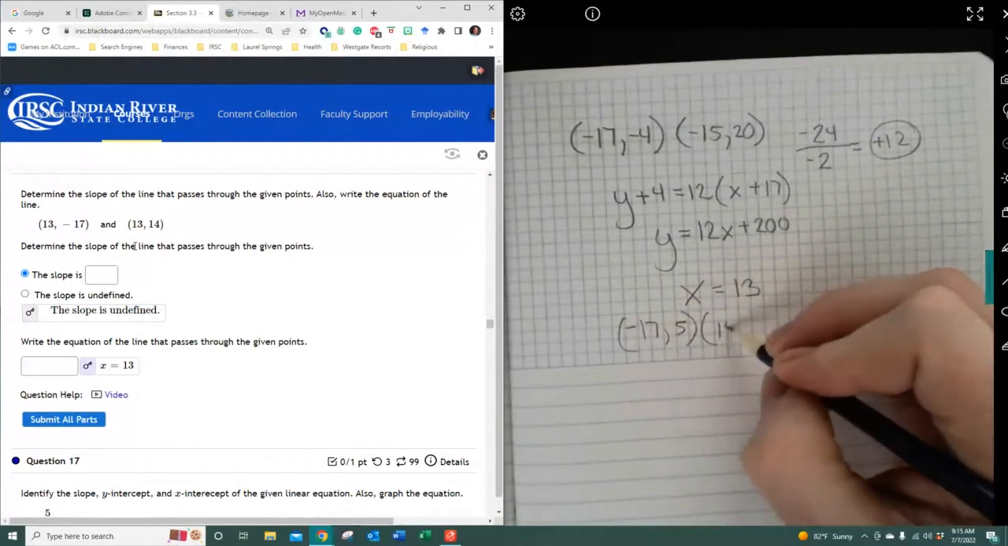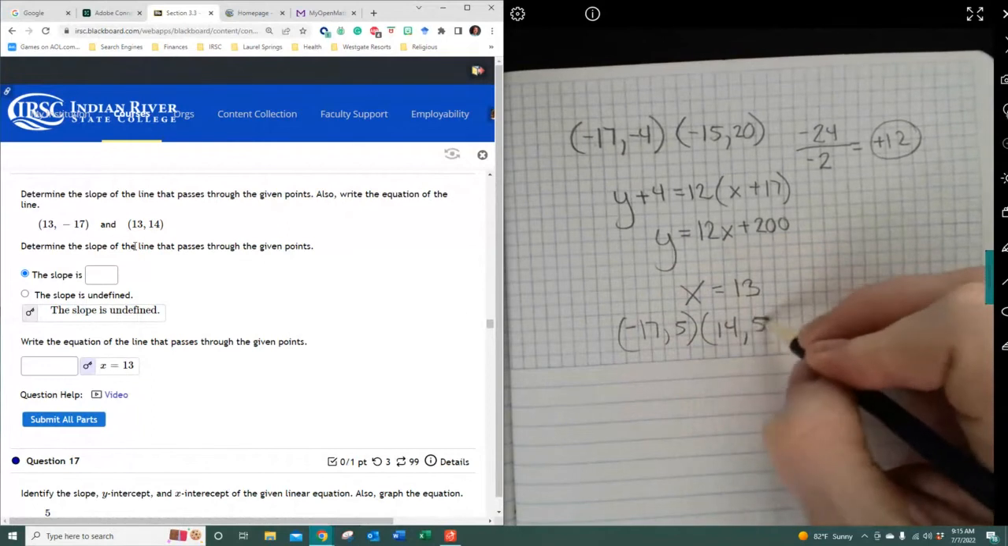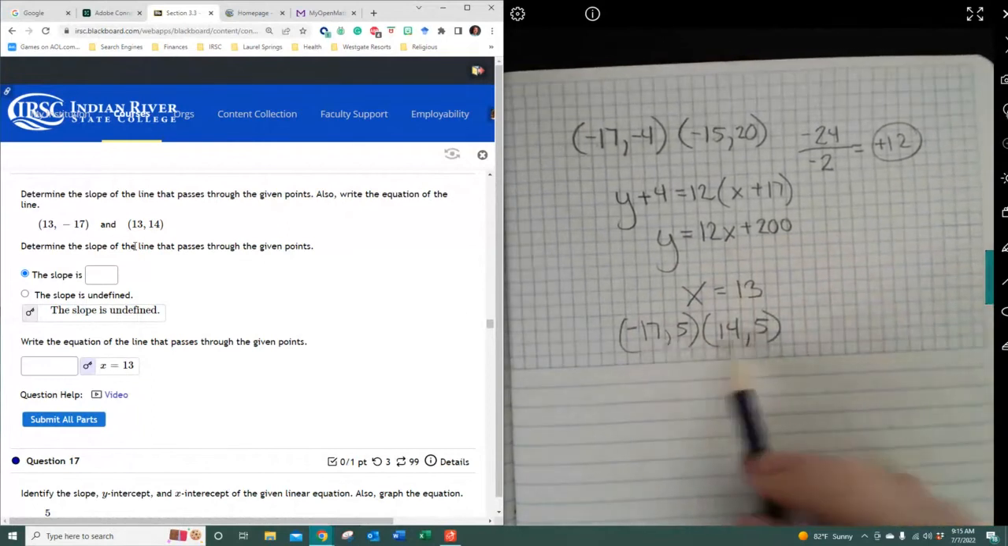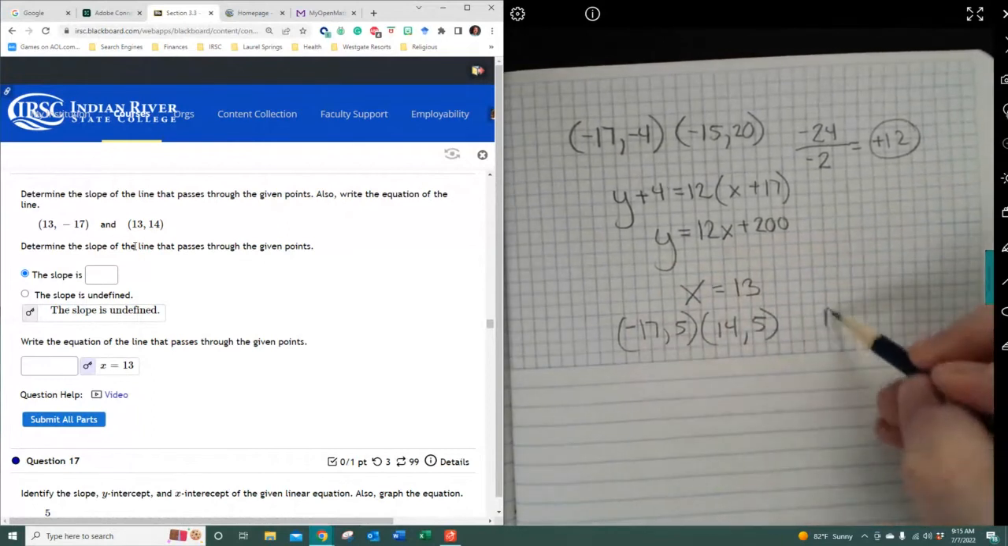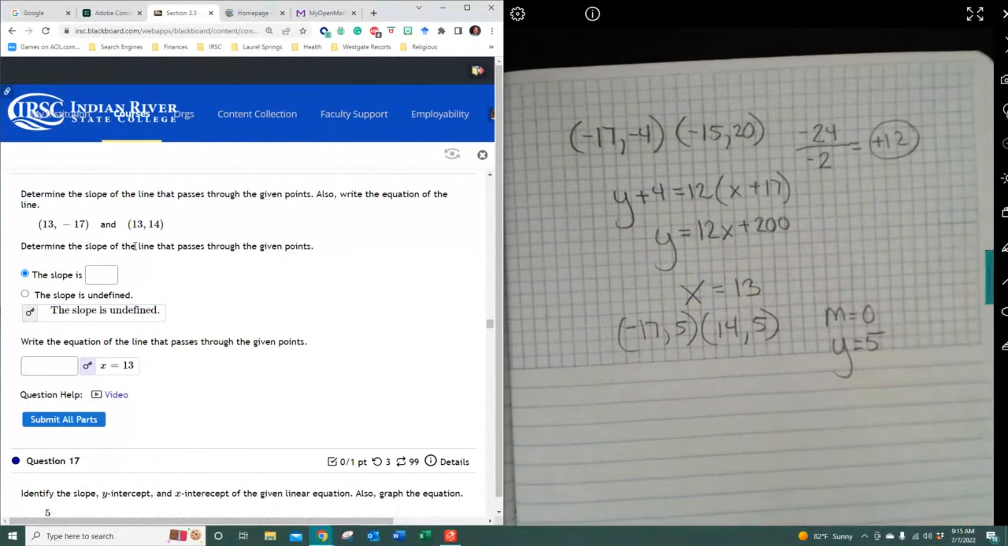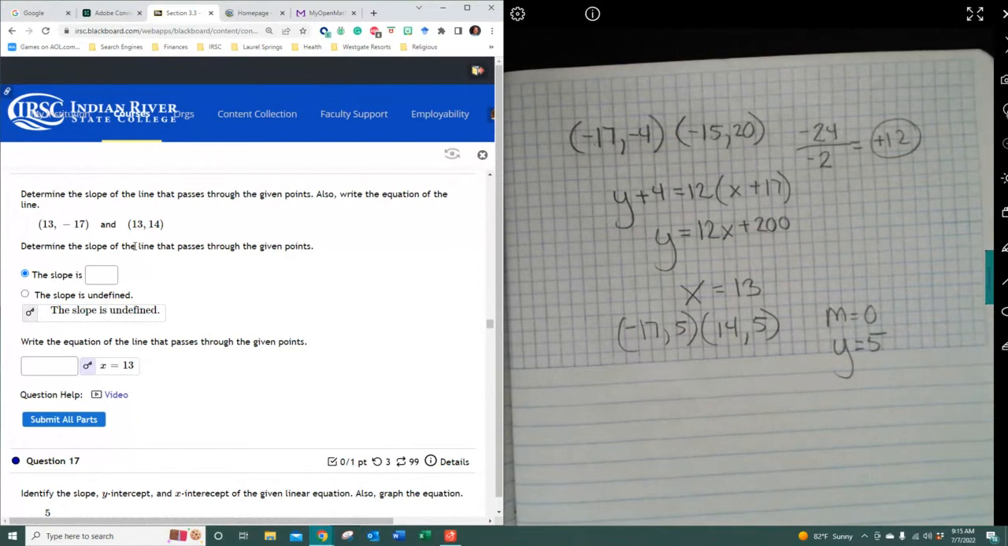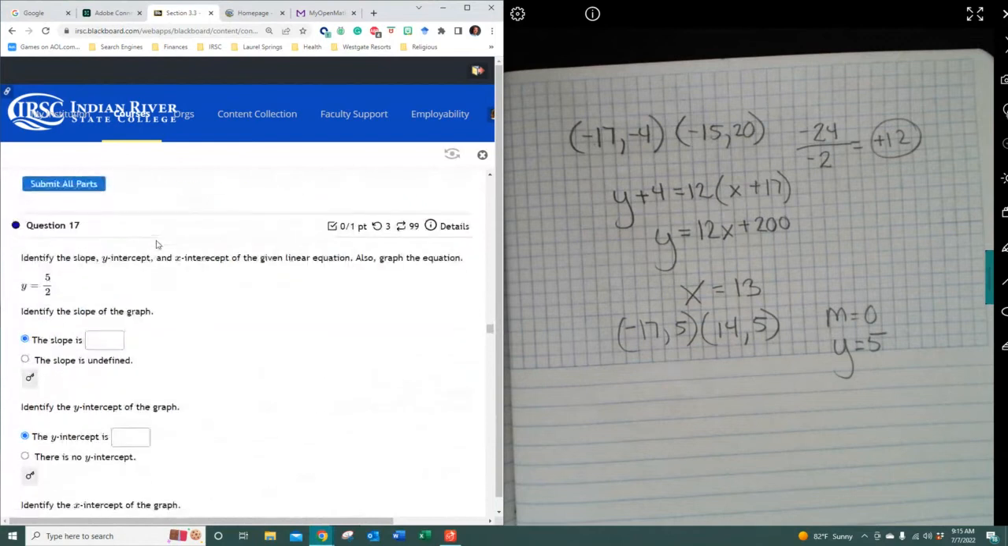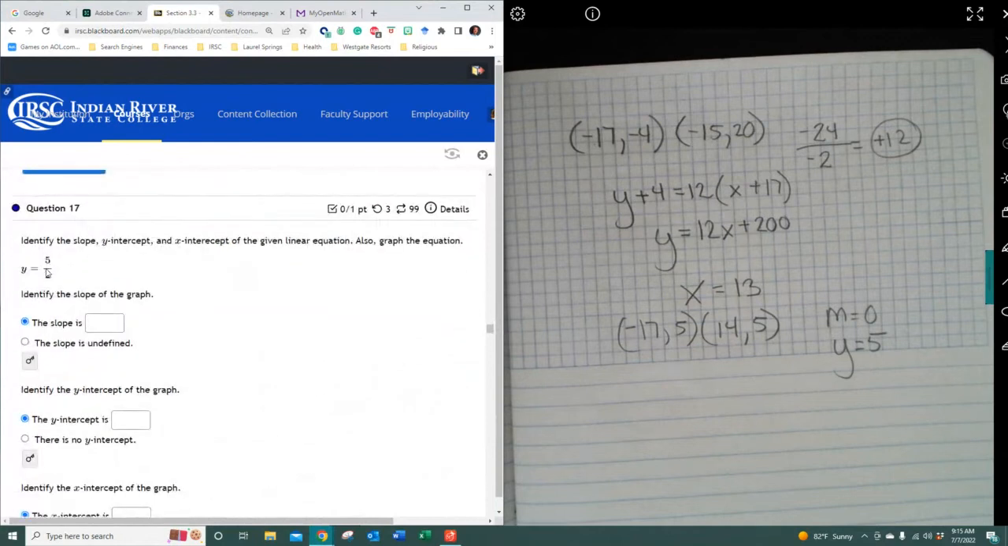I'm kind of making up something right now. All right, the y's are the same. The slope would be 0, and it would start with y equals 5. That's how easy that is for if it was where you had the y's being the same. So identify the slope. The slope is obviously, in this case, 0. Okay, the slope is 0.